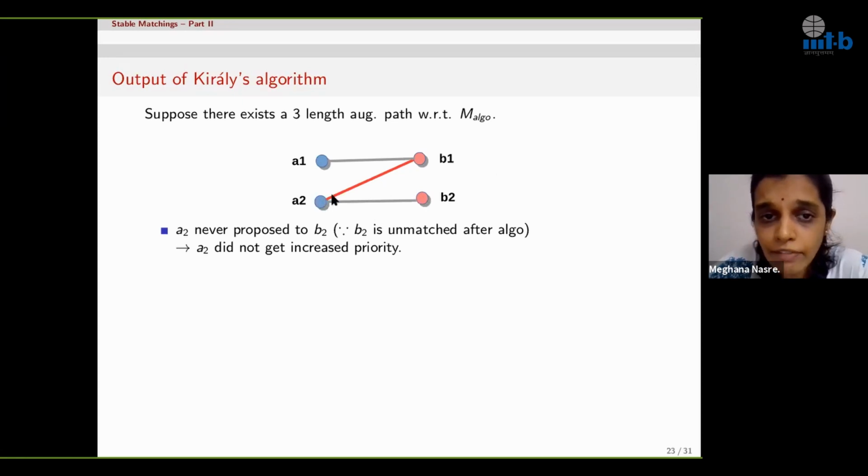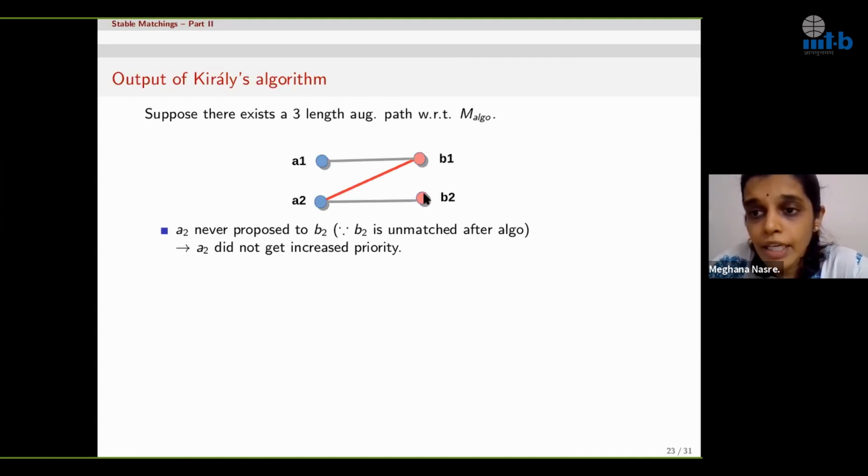So A2 has never proposed to B2, because we said that if a woman remains unmatched after our algorithm, she never received a proposal. So she never received a proposal from A2, and therefore A2 must strictly prefer B1 over B2, because A2 is going in its order and proposing to the women in the preference list. So therefore A2 must strictly prefer B1 over B2.